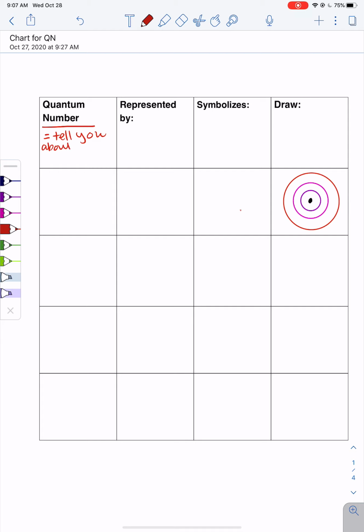about the, sorry, I can't spell. They tell you where the electron's located. So they tell you about the position of the electron.